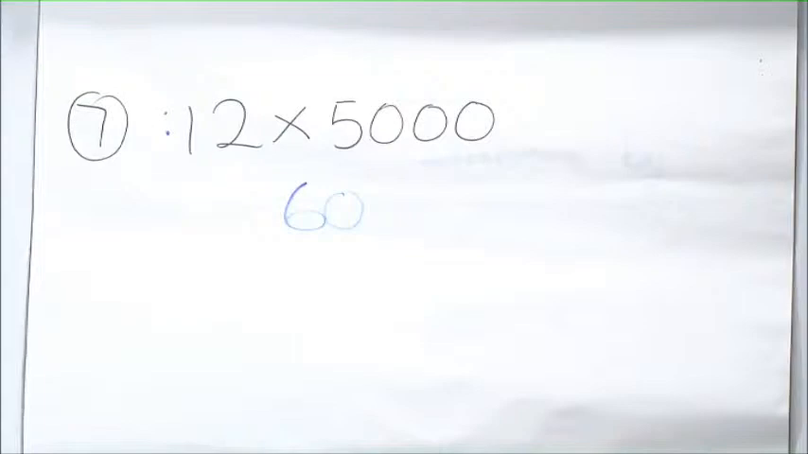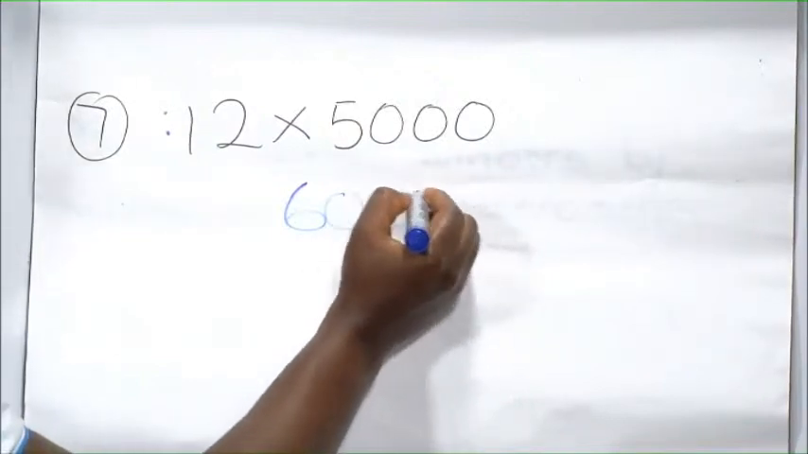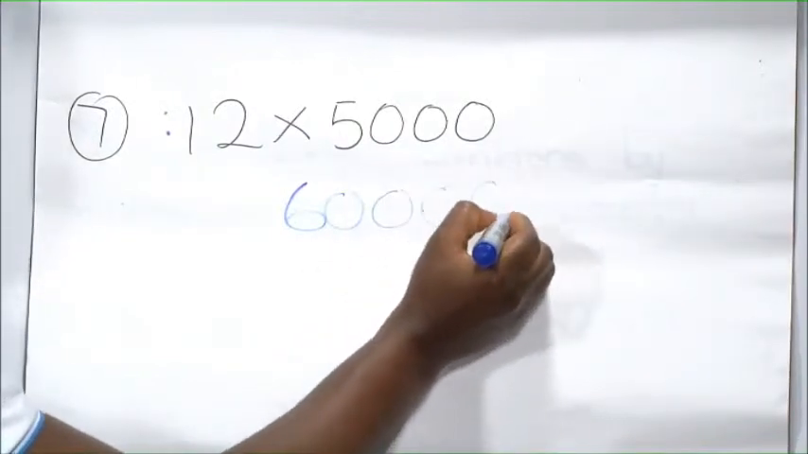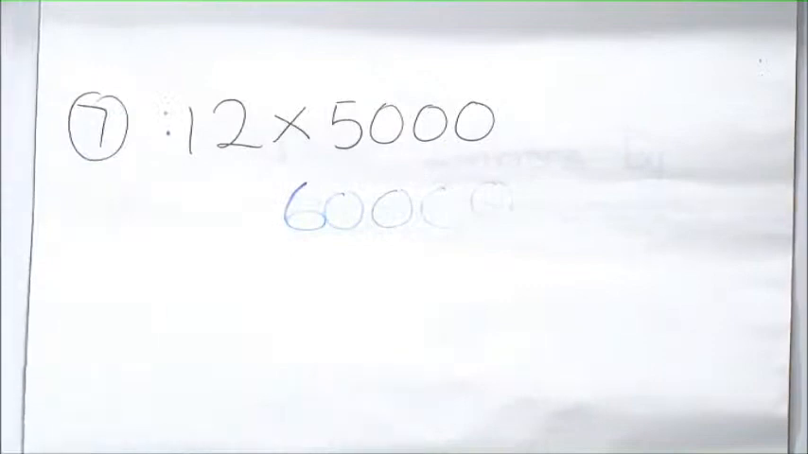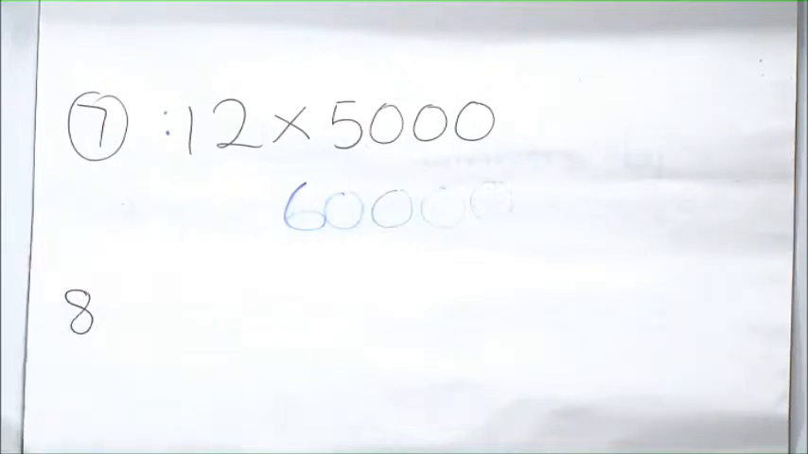Remember, we have 3 zeros here. So let's bring it. 1, 2, 3. So 12 times 5,000 will give us 60,000. That is interesting. Now I have a question here for you.